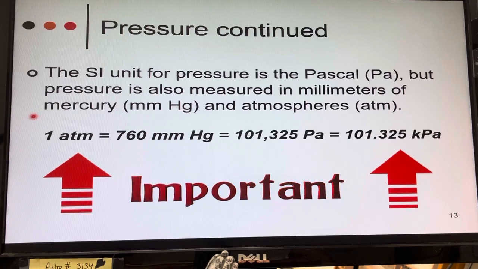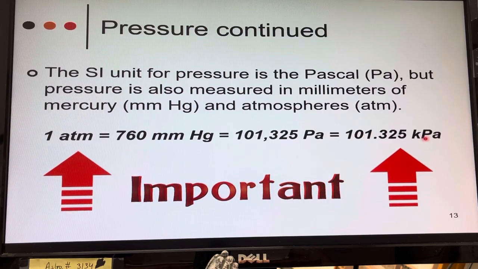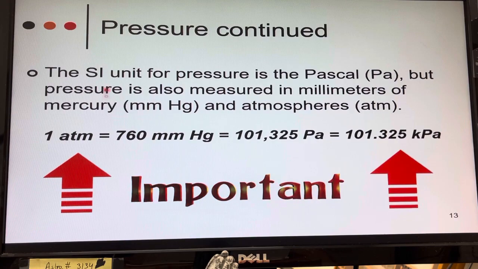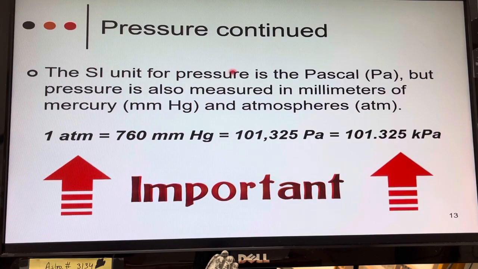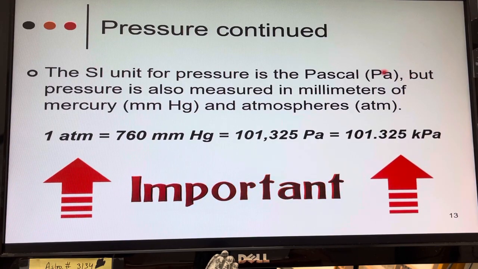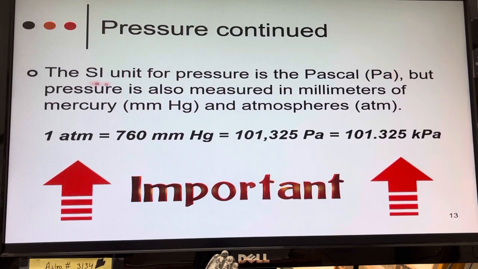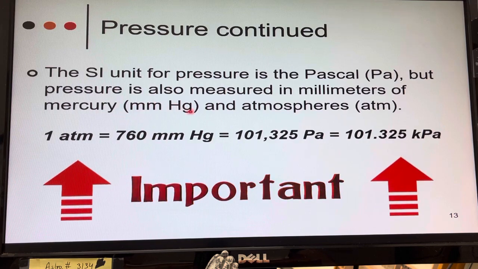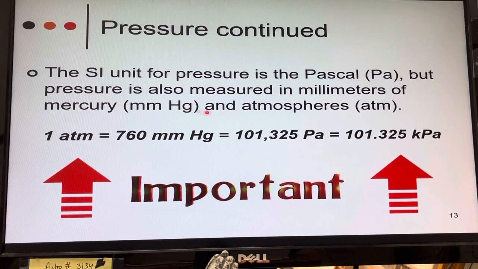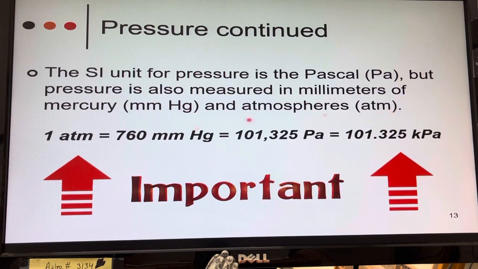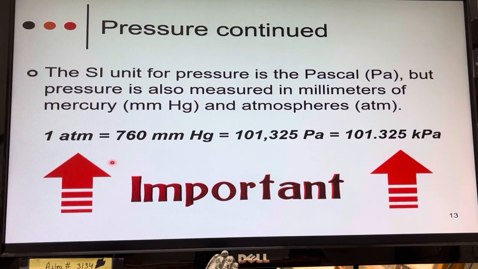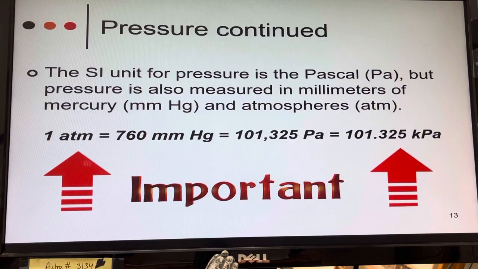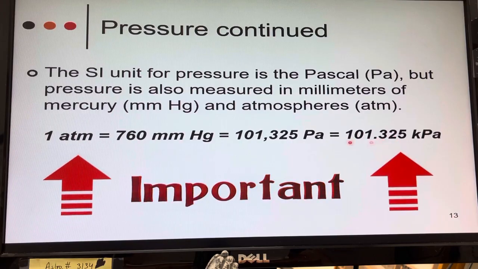So if we continue talking about pressure, here's a very important slide. The metric system unit for pressure is the Pascal, abbreviated capital P small a, but pressure is also measured in something called millimeters of mercury, abbreviated mmHg. Mercury, like the element mercury, and atmospheres, which we discussed before. So if you want to convert between any of those, here are your conversion factors again.